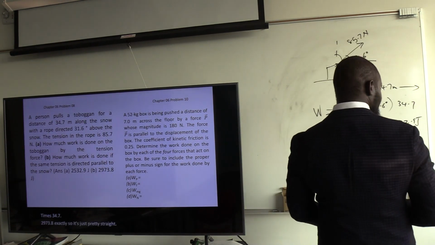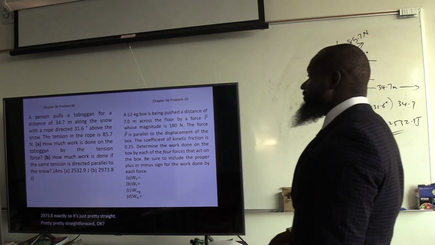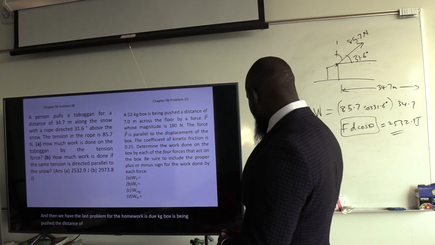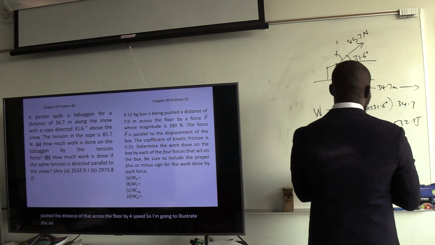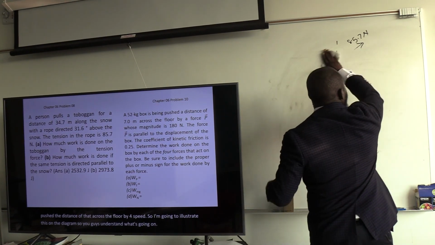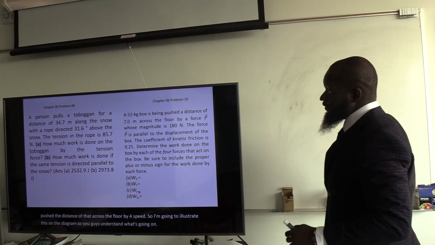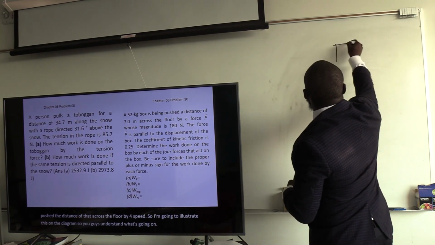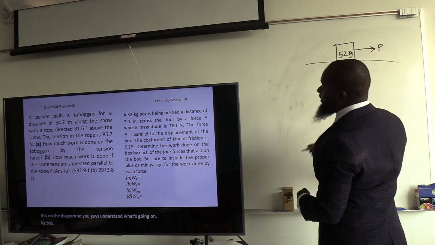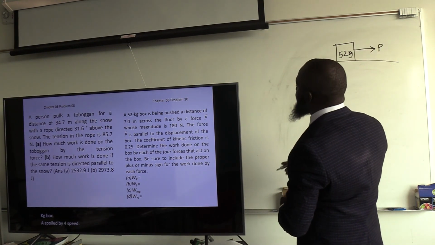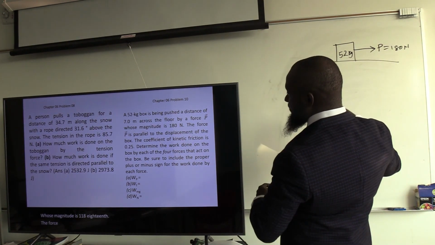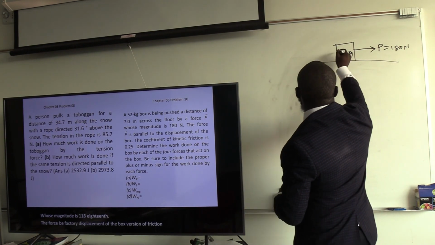Pretty straightforward. Okay. And then we have the last problem for the homework. A 52 kilogram box is being pushed a distance across the floor by a force P. So I'm going to illustrate this in a diagram so you guys understand what's going on. So a 52 kilogram box is pulled by a force P whose magnitude is 180 newtons. The force P is parallel to the displacement of the box, and the coefficient of friction is given to be 0.25.